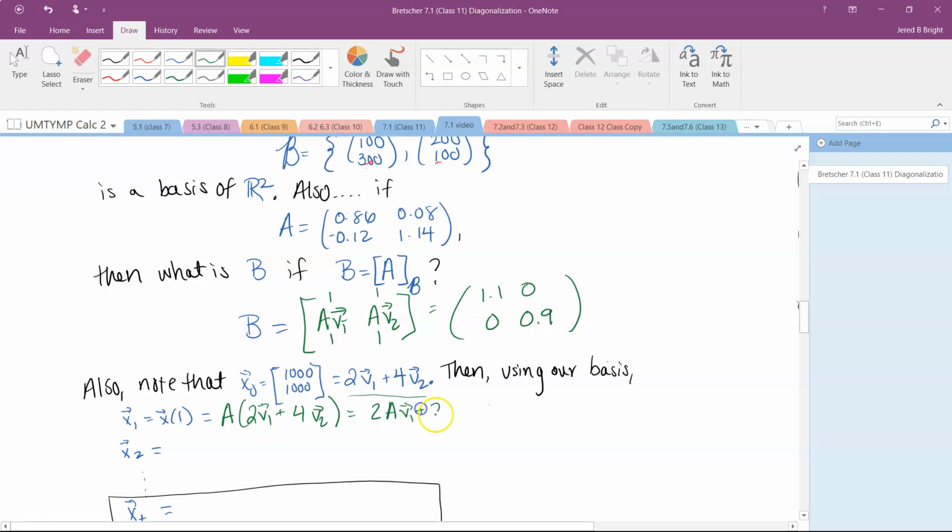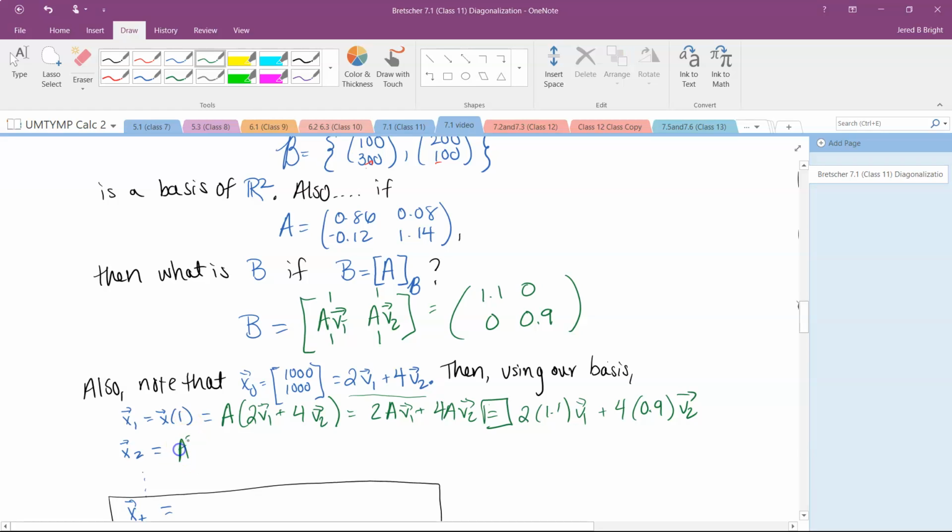Okay, that's fine. And surprise, surprise, we can write it as 2 A v1 plus 4 A v2. And now here, this is going to be my claim, which you'll have to come back to. This is going to be the same as saying it's 2 times 1.1 v1 plus 4 times 0.9 v2. So again, take that part on faith right now. We'll confirm it later.